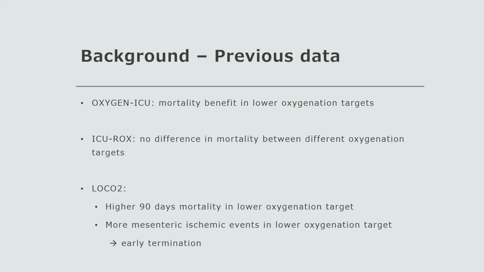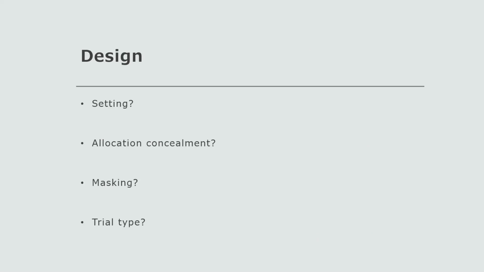And in the lower oxygenation target, we had more adverse events concerning mesenteric ischemia. This is when the intestine doesn't get enough oxygen and is dying. And this was the reason why the study was terminated early. And now we have the perfect situation for another trial, because we had 3 trials with 3 different results. And that's the reason we needed the HUD ICU trial we are discussing today.